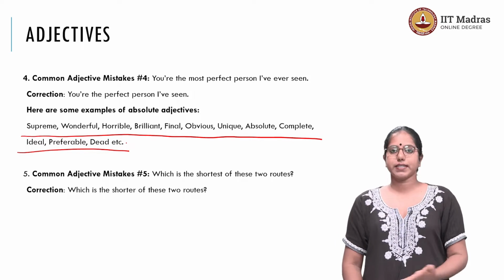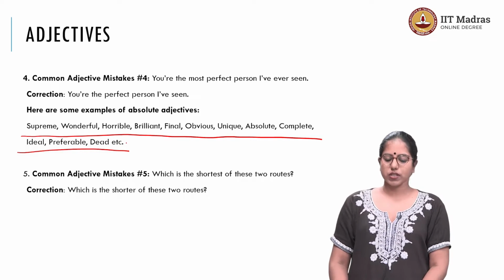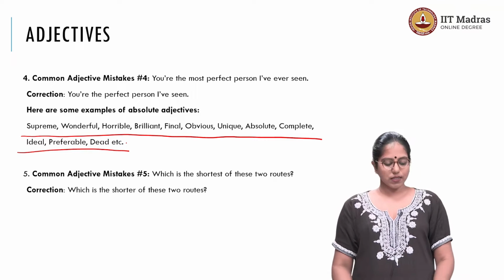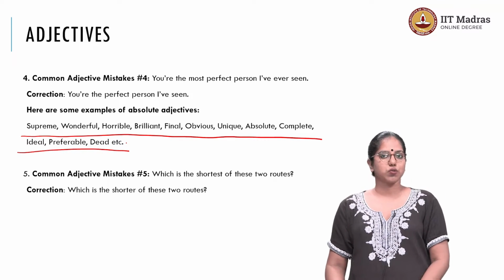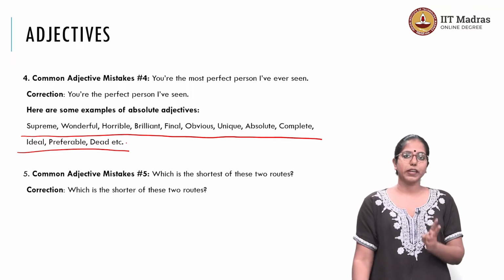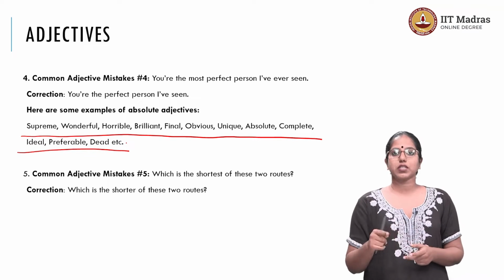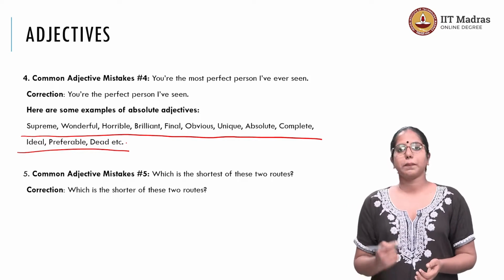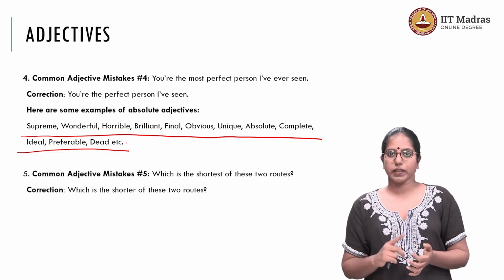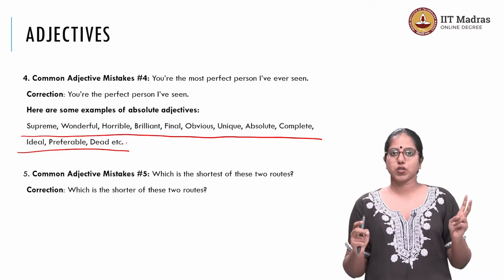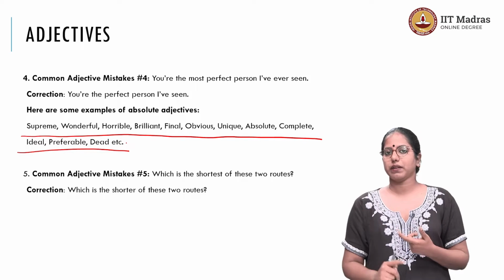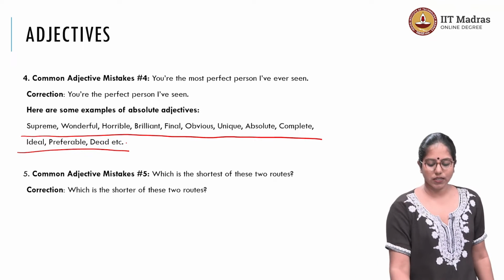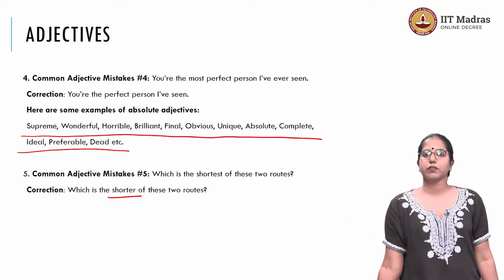The fifth sentence is, "Which is the shortest of these two roots?" What's the right answer? Or what's the right sentence? "Which is the shorter of these two roots?" Why? Because when comparing two things, you don't use a superlative degree, but instead you use a comparative degree. For short, the comparative degree is shorter and superlative degree is shortest. So when there are two things, you use the comparative degree, that is shorter and not shortest. Therefore the right answer is, "Which is the shorter of these two roots?"